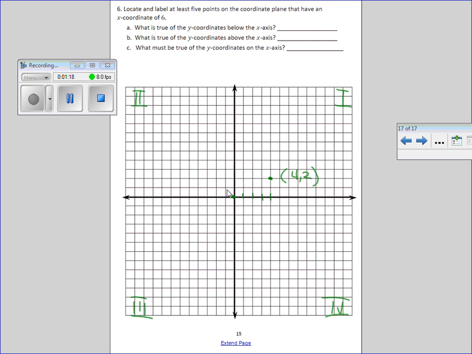Now, ready? Here's what I want you to do. I want you to plot the opposite of your point. So whatever your x coordinate is, it's the opposite of your x and the opposite of your y. Make a dot and list the coordinates and hold it up when you're done. What is the opposite of my point?